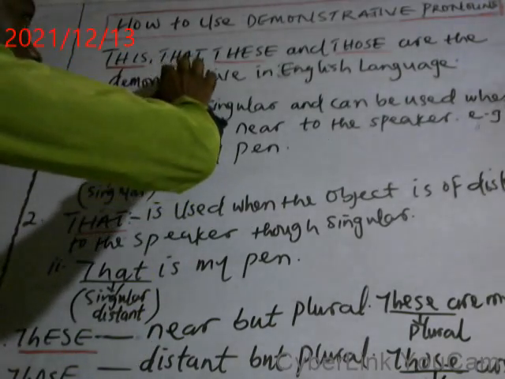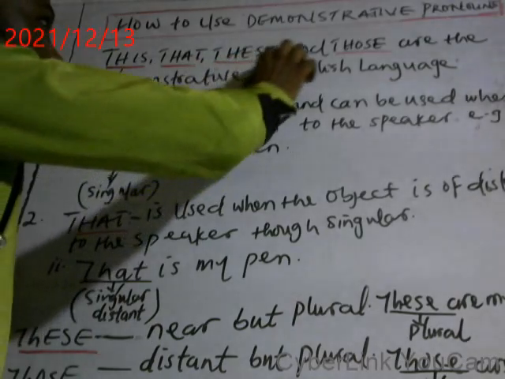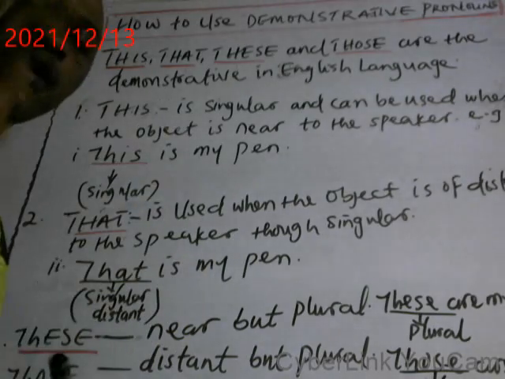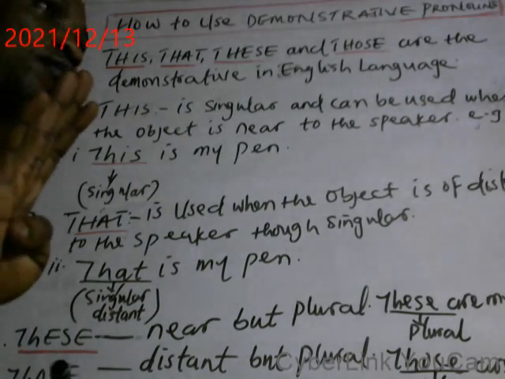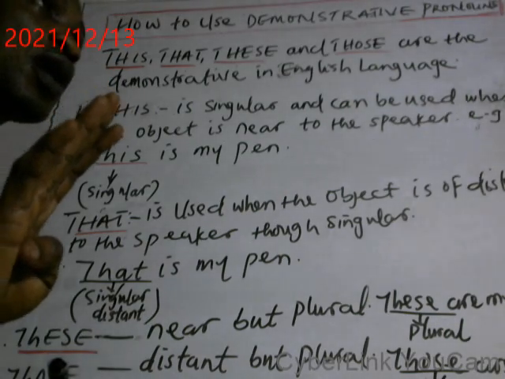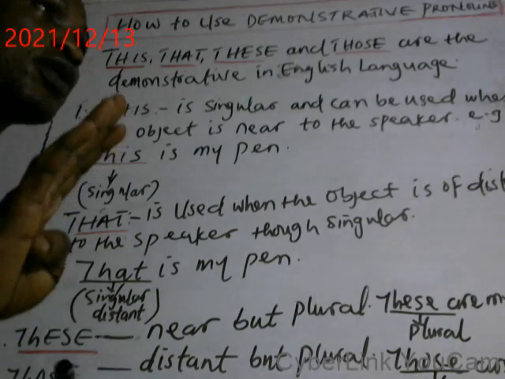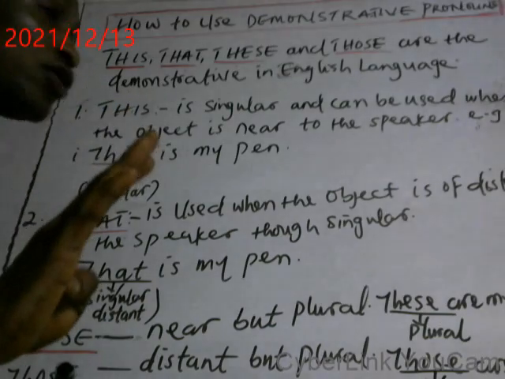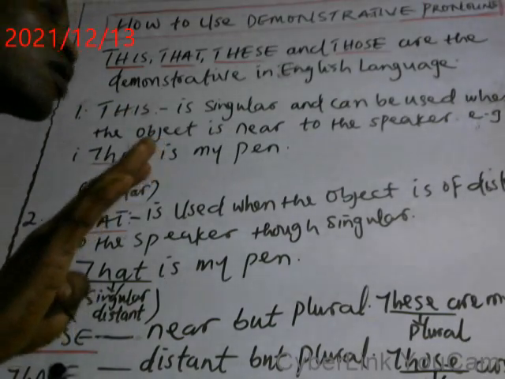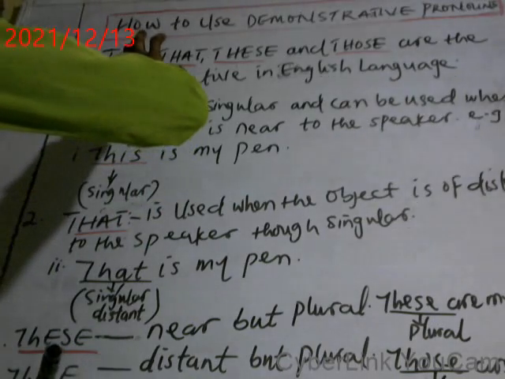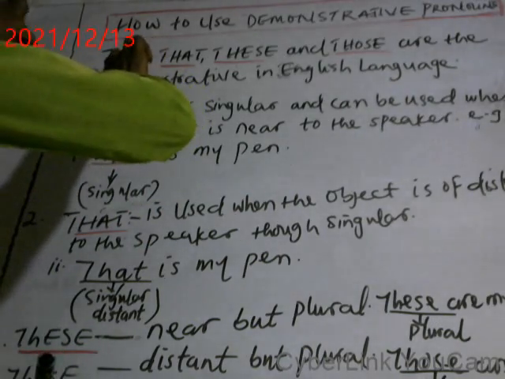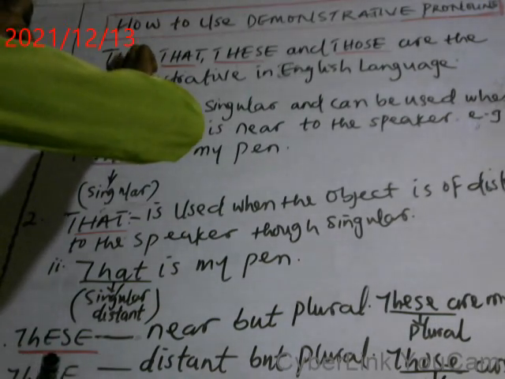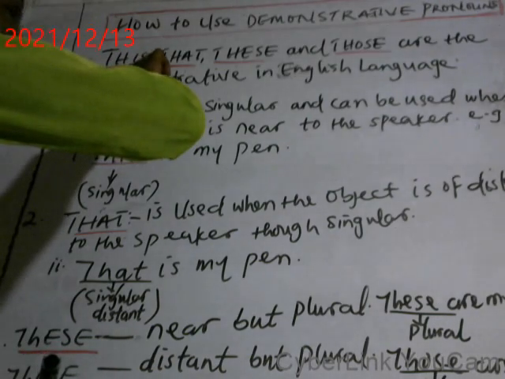This, that, these, and those. As you can see, there are 4 of them in English language. I'm trying to say that demonstrative pronouns are 4 in English language. Okay? The first one, THIS, which is pronounced as this. It is a singular demonstrative pronoun.